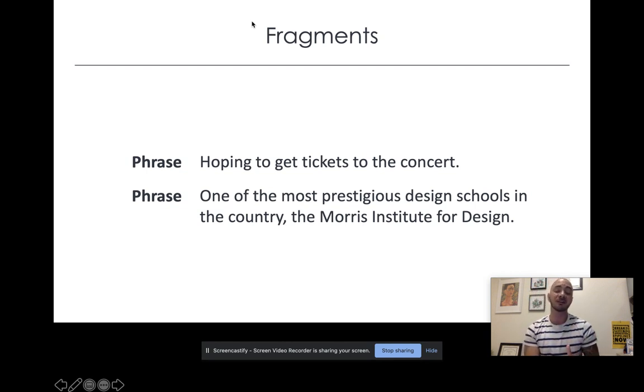And so one of the takeaways that we have is that a sentence fragment can be very short, like the first example, or sometimes it can be a little bit longer. But if it doesn't meet our basic requirements for what a sentence is, a subject and a predicate, then it is in fact a sentence fragment.